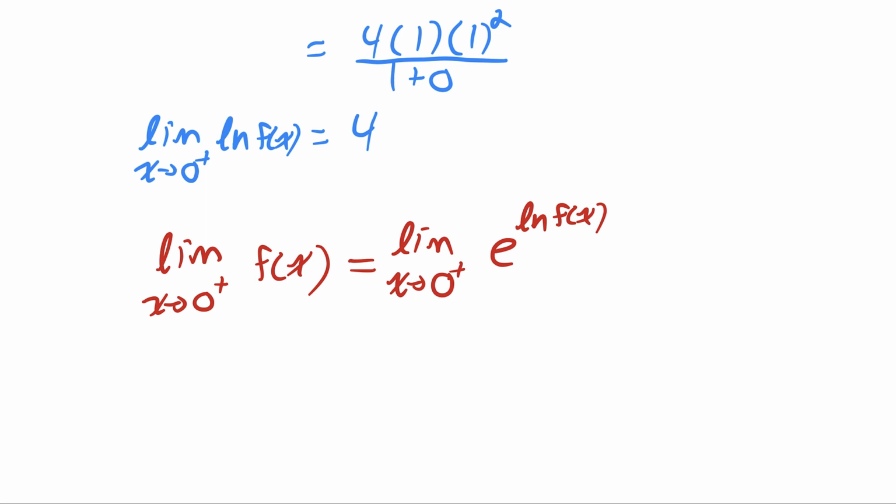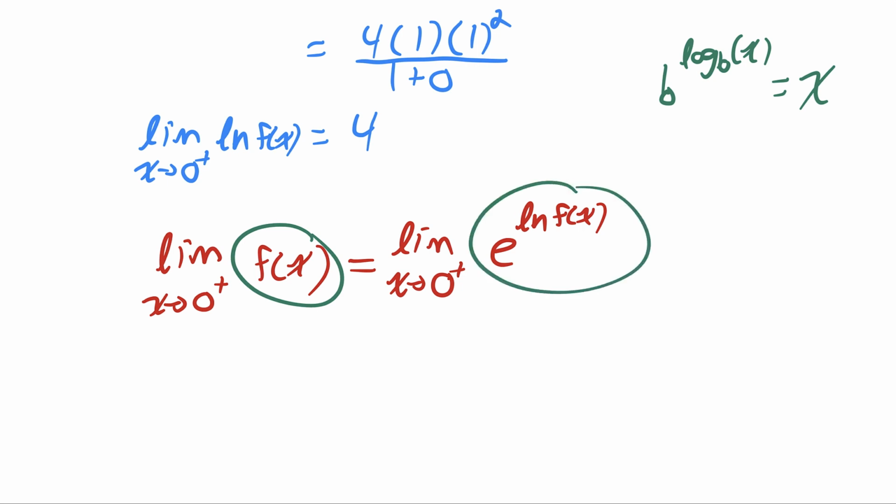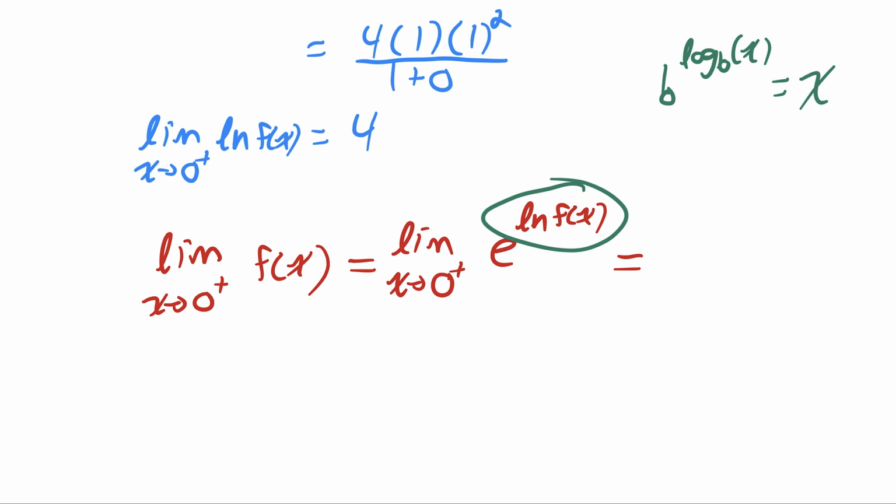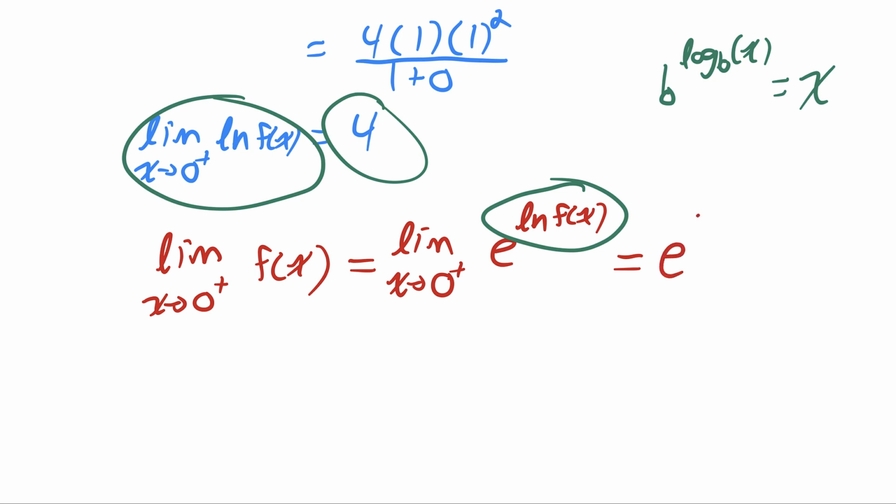Right? Let me just write a rule up here. b to the power of log base b of x is just x. So based on that rule, I know that this is just f at x. That's why I'm allowed to say that these are equivalent, because f at x is the same thing as e to the power of ln of f at x. And why did I write it like this? Well, because if we look carefully at what we have in the exponent of e, it's ln f at x. And I know that as x approaches 0 from the right, ln of f at x is going to 4. So I know that this limit, as x approaches 0 from the right, will be going to e to the power of 4. And there's my final answer.